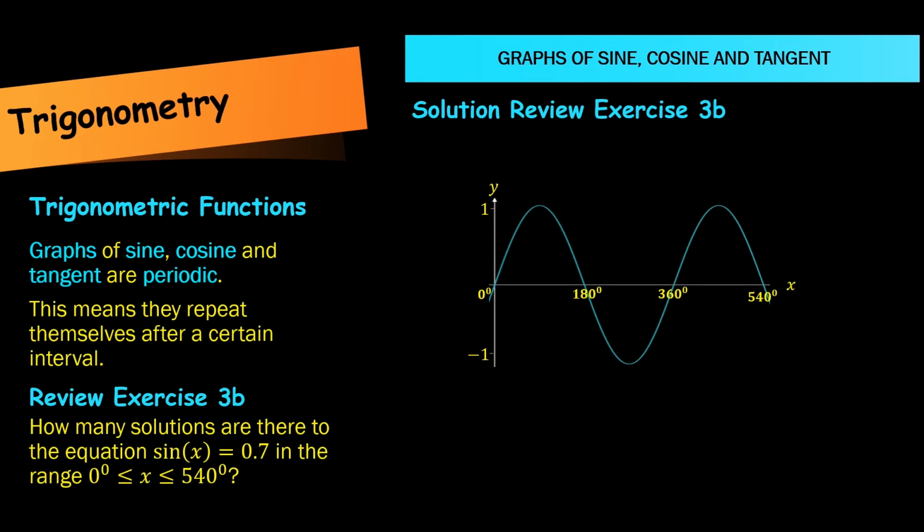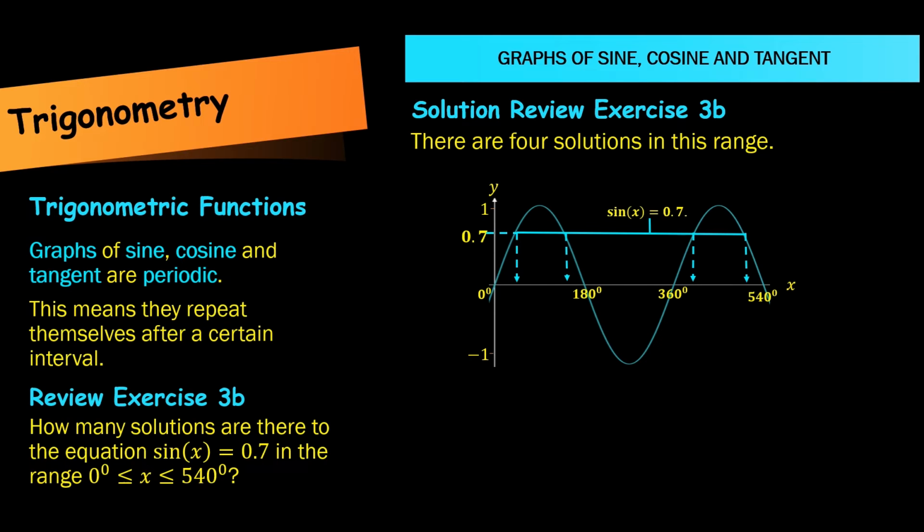In part B, we are required to find how many solutions there are to the equation sine x equals 0.7 in the range x between 0 and 540 degrees. So let's find 0.7 on the y-axis. This appears somewhere here. Now, at this point, there is one solution, as indicated. However, if we extend this line, we can see that there are actually 4 solutions in this range.